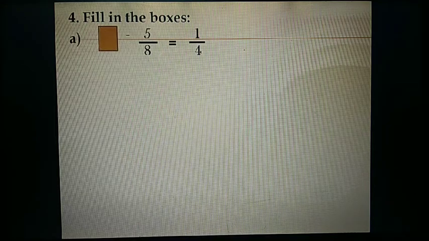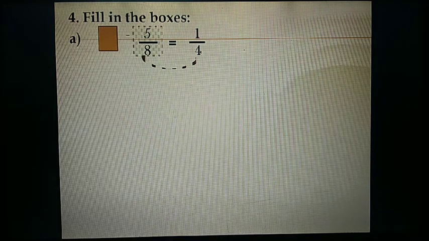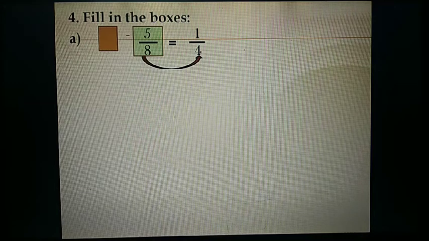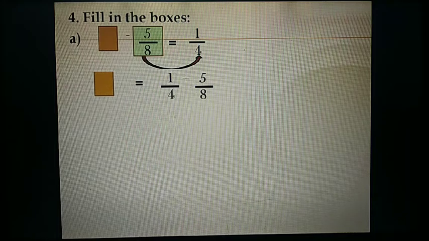Question number 4, fill in the boxes. Here, both the fractions on the left hand side and right hand side have different denominators. So we will shift this fraction to the other side so that we can perform the calculation and find out the value of the box. Or instead of shifting, what we can do is find the LCM and make the change here also, and then we can assume what will be the answer in the box. I am shifting here. So you will get the value of the box when you add the two fractions.